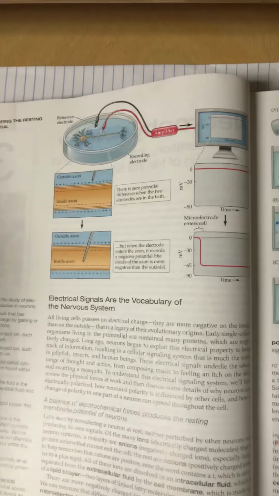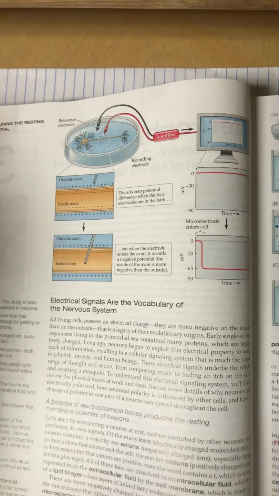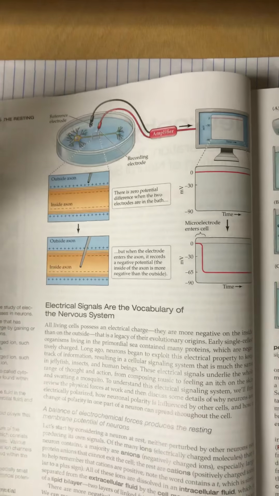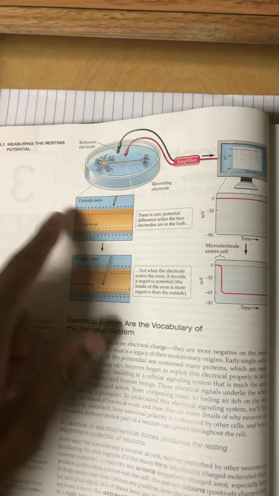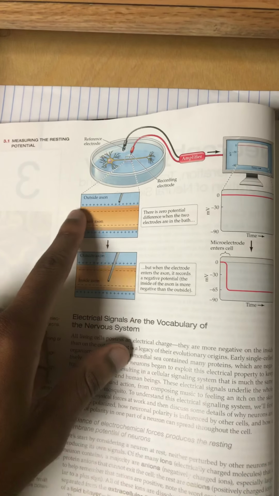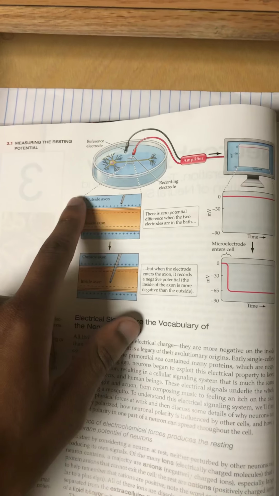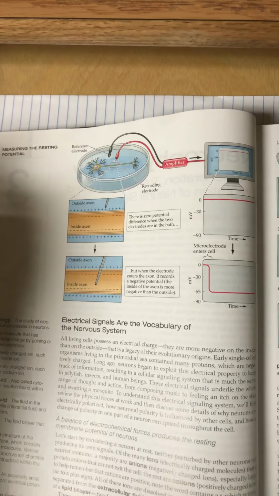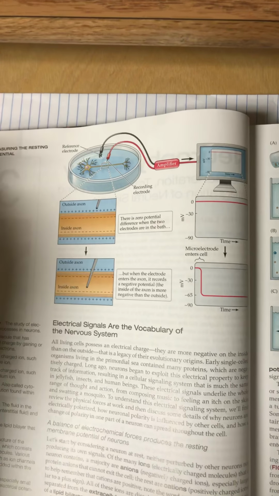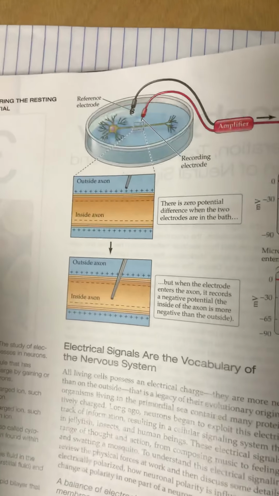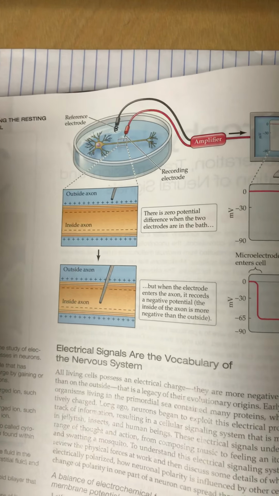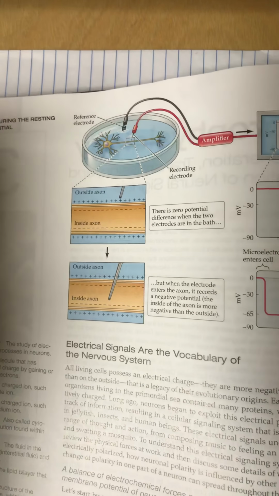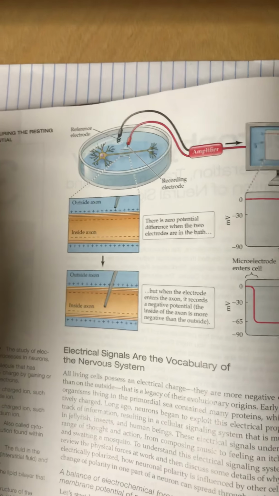So scientists used something called a microelectrode to test whether the inside of the neuron was negatively charged or positively charged, just to get a feel for it. What they ended up figuring out was the inside of the axon has a more negative charge than the outside of the axon when it's at rest, at a resting potential. So you might be thinking, what is this resting potential? It's basically from negative 50 millivolts to about negative 80 millivolts.